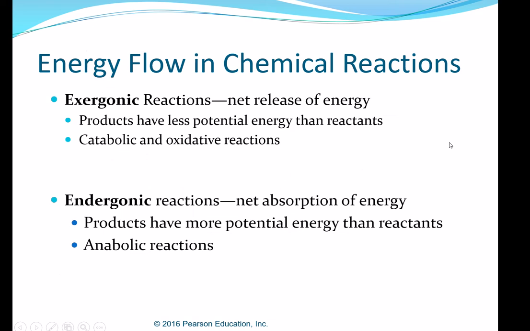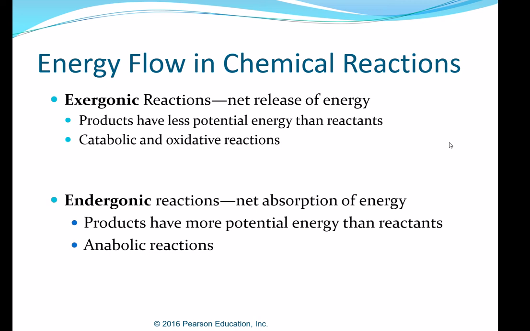We really have two ways that energy flows, whether we're talking about anabolic or catabolic. In an exergonic reaction, we get a release of energy. So all of our oxidative reactions, like that redox reaction we just looked at, and all of our catabolic reactions, whenever we're breaking a bond, we get a net release of energy. That's because the products themselves have less potential energy than the reactants, and so some of that energy is free and available to do work.